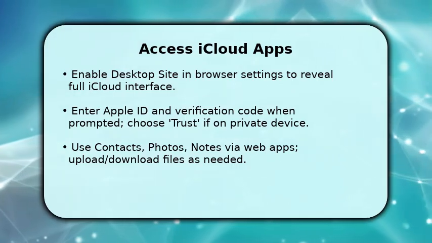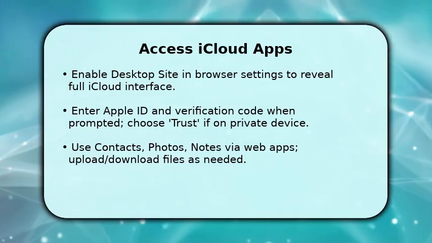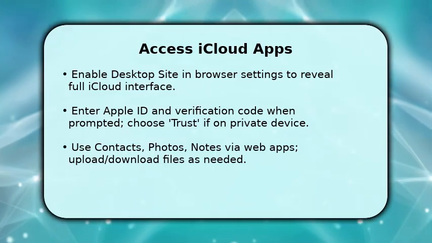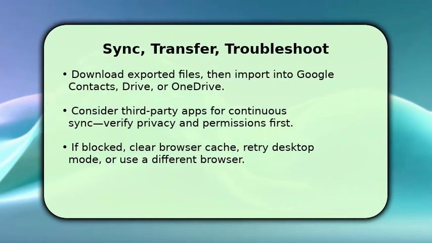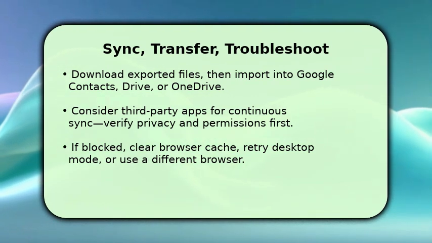For bulk transfers, export vCard or zip downloads, then import into Google Contacts or Drive. This method moves data cleanly between ecosystems. Finish by downloading any exported contacts, calendars, or photos and importing them into your preferred Android services.